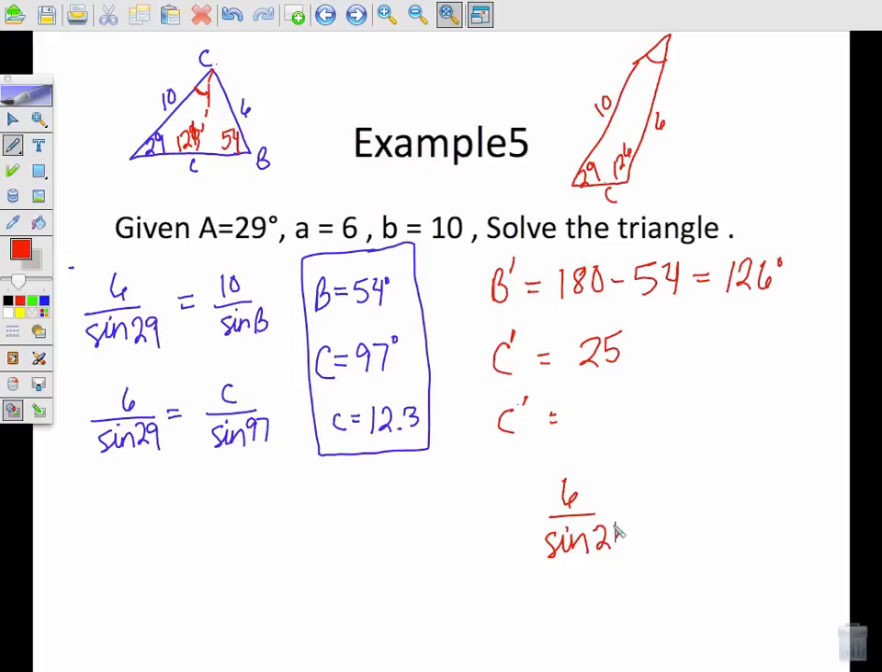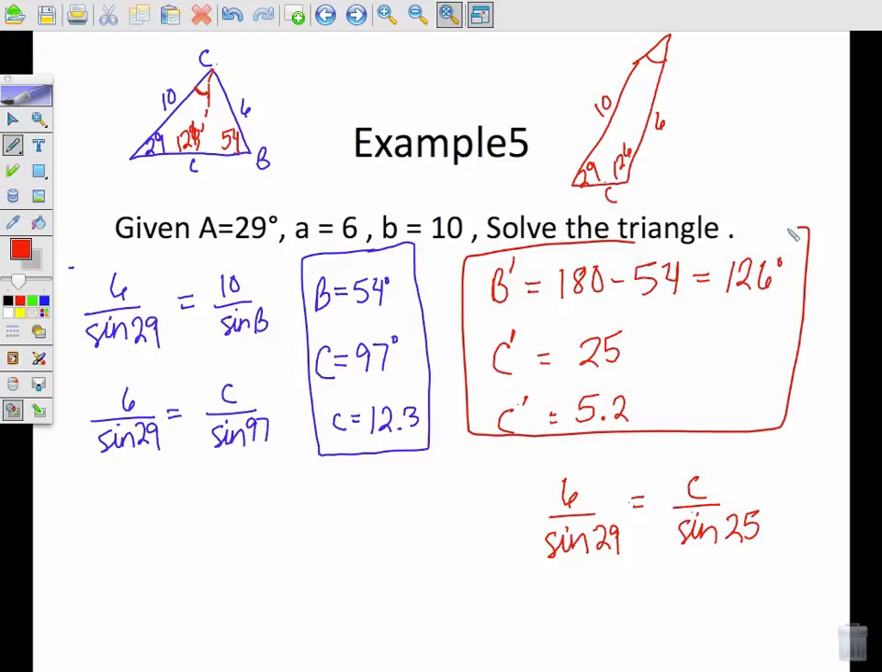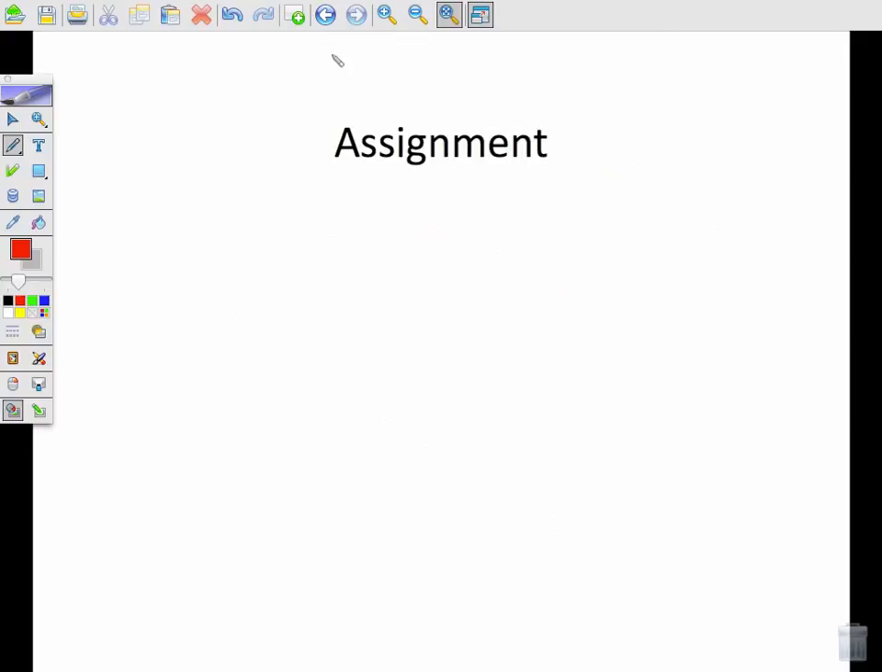Okay, so you go ahead and set up for little c, and it would be 6 over the sine of 29 equals little c over the sine of 25. And little c ends up being 5.2. There you have it, the results for the second triangle. For the second triangle, you'll notice that we use the prime here, this little prime, to indicate the difference between the first triangle and second triangle.